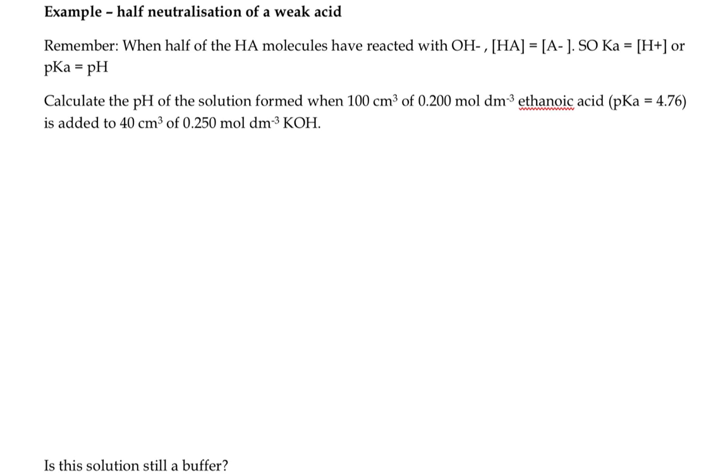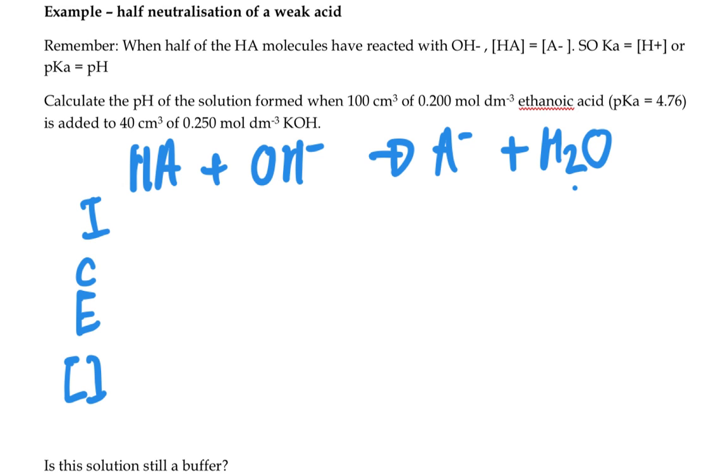Now, sometimes I can make these calculations extra easy for myself by half neutralising the acid. And the way I'd know this has happened is that I've got exactly the same concentration of HA and A minus, like in this example here. So I'd start out life with the same structure, but in this case, once I work out my moles of HA, I figure out very quickly it's 0.02, and my moles of OH minus is 0.01.